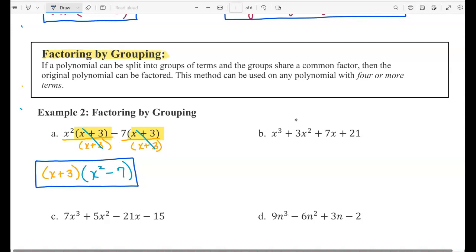So when we have a 4-term polynomial and we cannot find a greatest common factor, then we're going to take the approach of factor by grouping.